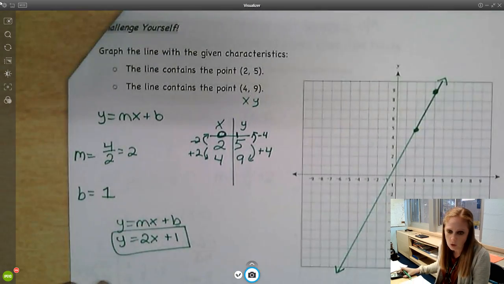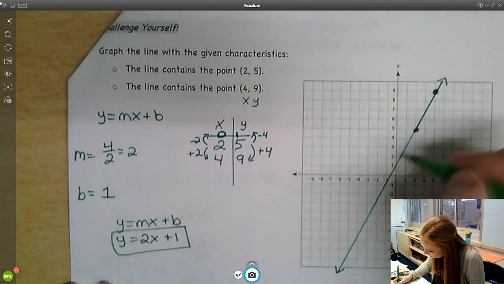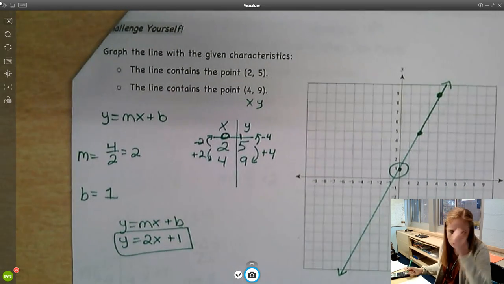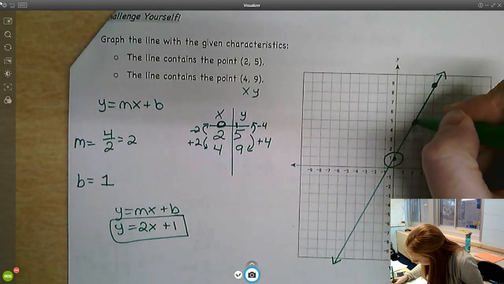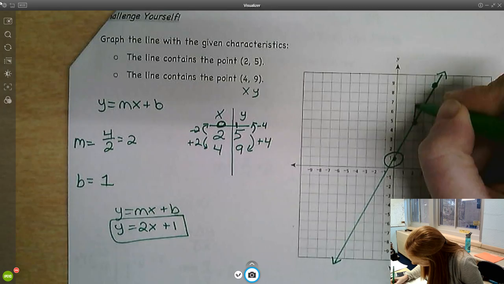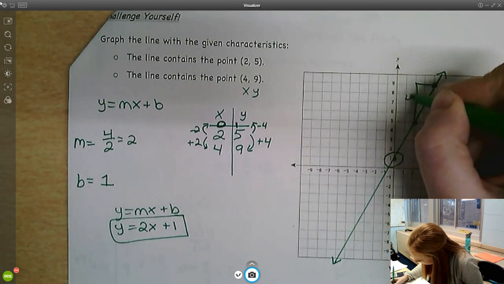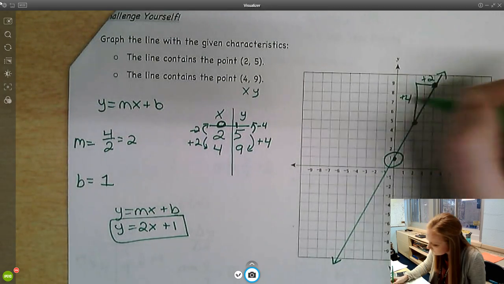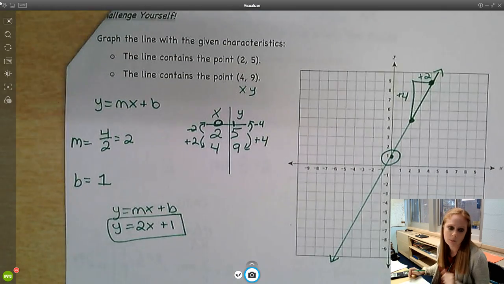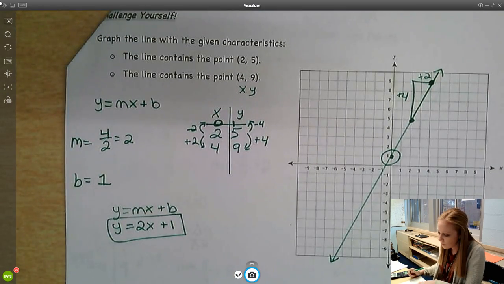Now let's compare it to our graph. Our b is 1. We see that right here. It crosses at 1, the y-axis. And our slope, let's see. It looks to me like we'd have to rise 4 and run 2. And 4 over 2 is what we got. That simplifies to 2. Okay, so remember what we showed you about using the pattern in the table to figure out what the y-intercept is.